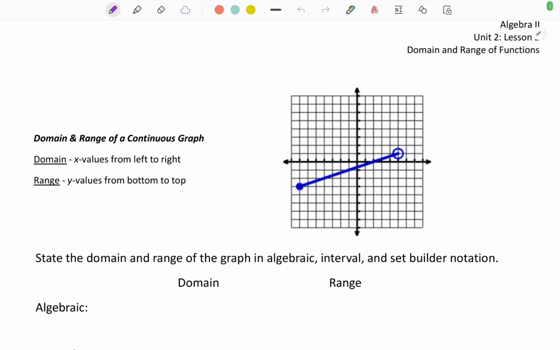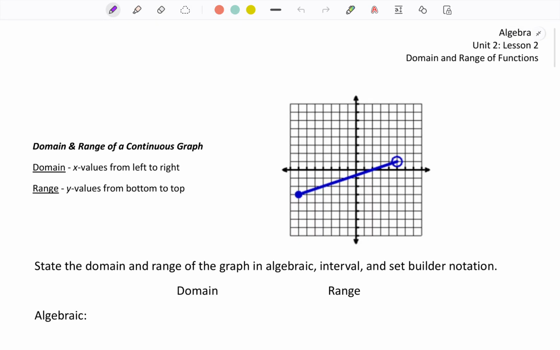So for this lesson, we are going to be using the algebraic, interval, and set builder notation from the previous lesson to state the domain and range of graphs. This is something that you're going to be expected to be able to do for the rest of this school year, so please make sure that you are listening carefully and that if you have questions, you're reaching out and getting them answered.